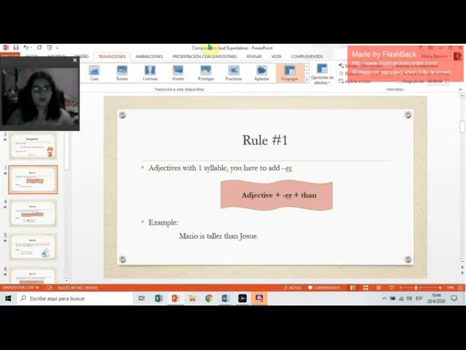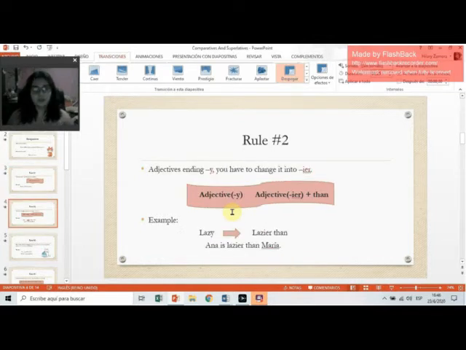Rule number 1. Adjectives with one syllable, you have to add ER. So we have adjective plus ER plus than. Don't forget to always use than when we are talking about comparatives. For example, Mario is taller than Josue.